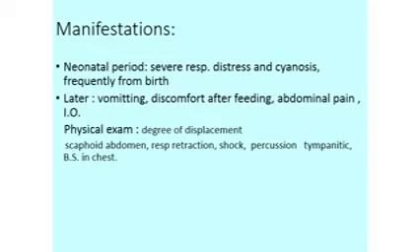Physical findings depend on the degree of the displacement. So if the defect is large and a large volume of abdominal viscera herniate into the thoracic cavity, the baby or the child would present with a scaphoid abdomen. Scaphoid نقصد خاسفة، بطنة خاسفة لأنه الabdominal viscera زاحفة للthoracic cavity.